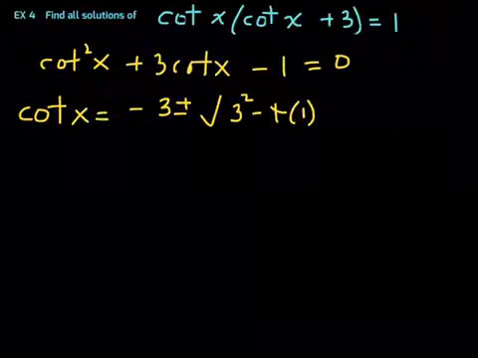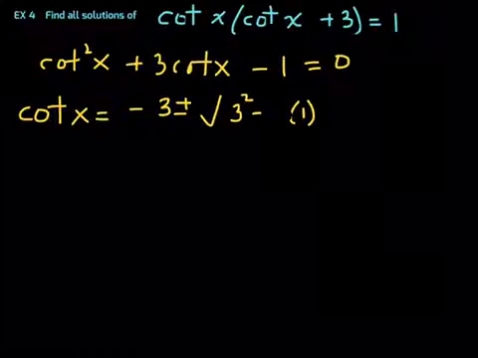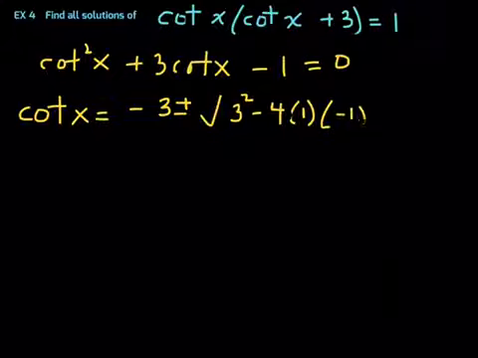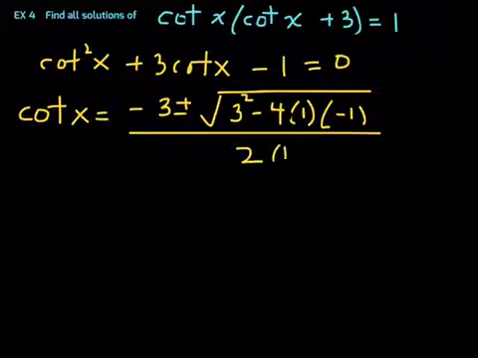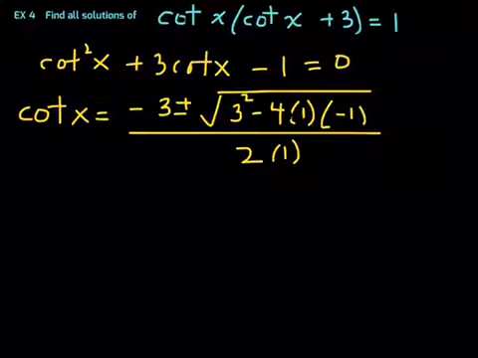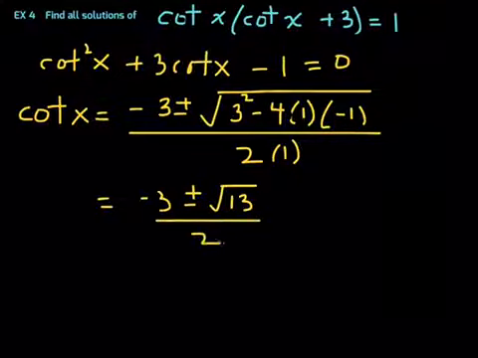And you know what, folks? This is the number 4 here. I can write that a little nicer for you. 4 times a, which is 1, times c, which is negative 1. And then all of that over 2 times a, which is the leading coefficient of 1. Okay, simplify this. Cotangent of x is equal to negative 3 plus or minus the square root of 9 plus 4, which is 13, all over 2.